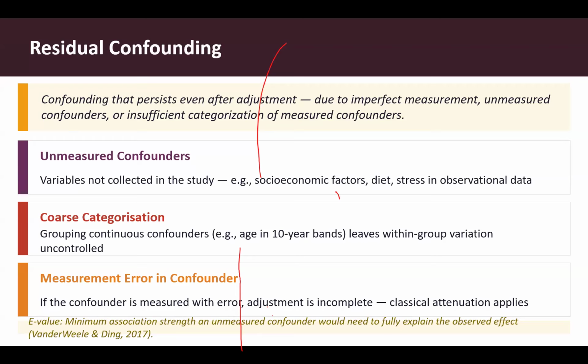Coarse categorization, that is grouping a continuous confounder, for example, age in 10-year bands, leaves within-group variation uncontrolled. Then we have measurement error in confounders. If the confounder is measured with error, adjustment is incomplete. Classic attenuation applies.